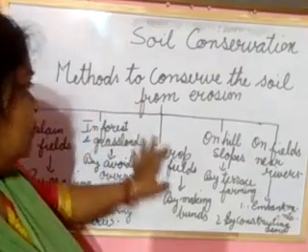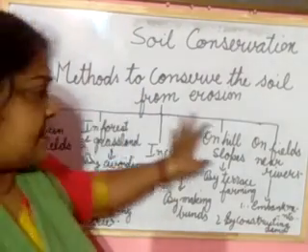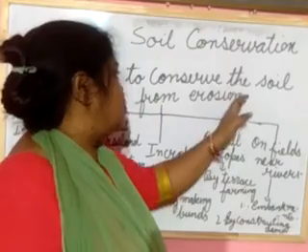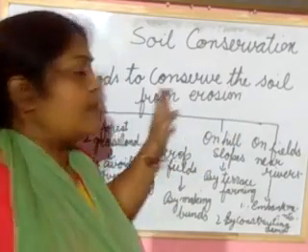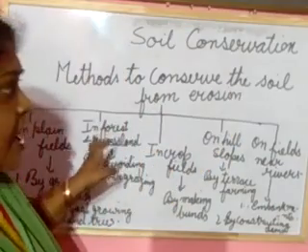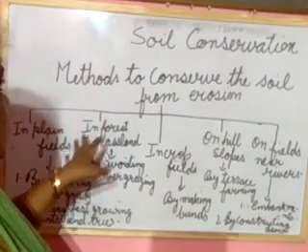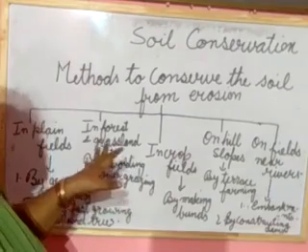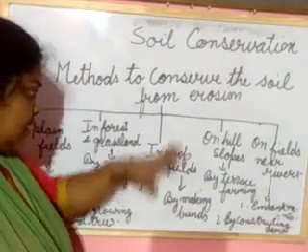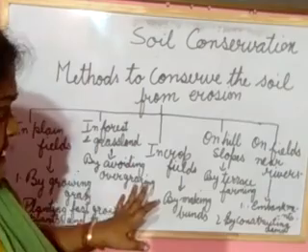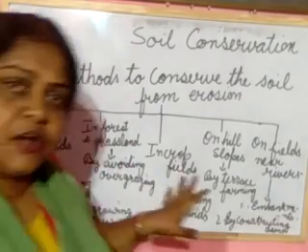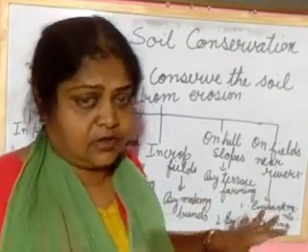This is the flow chart of the methods of soil conservation from erosion. This flow chart you are seeing nicely, you can draw it in your copy nicely. And you learn it also.